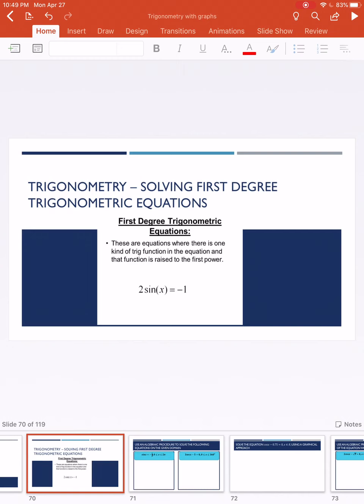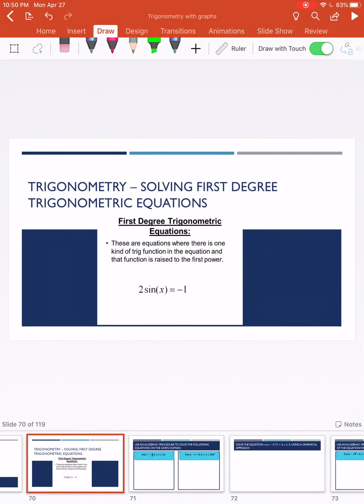Okay, so we're going to move into solving trigonometric equations. We will be solving first degree trigonometric equations today, and then next week we'll look at second degree. First degree means your trigonometric equation only has an exponent of 1. A second degree trigonometric equation would be something like this, where it has an exponent of 2.